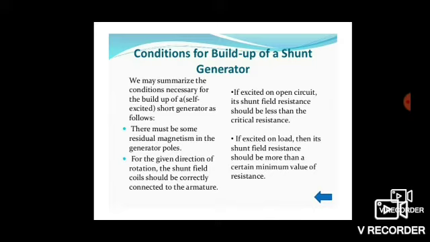There must be some residual magnetism in the generator poles. For the given direction of rotation, the shunt field coil should be correctly connected to the armature. If excited on open circuit, its shunt field resistance should be less than the critical resistance. If excited on load, then its shunt field resistance should be more than a certain minimum value of resistance.